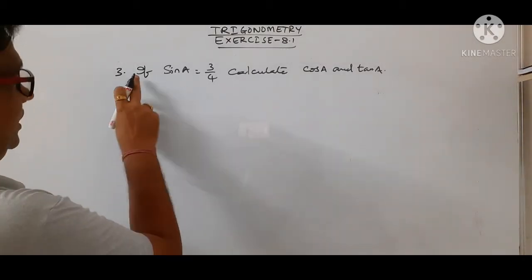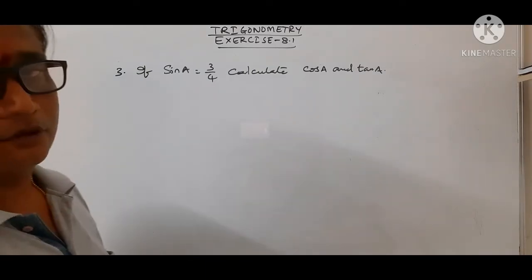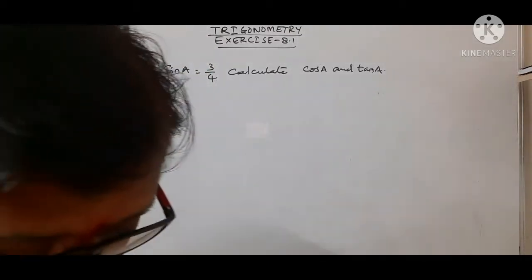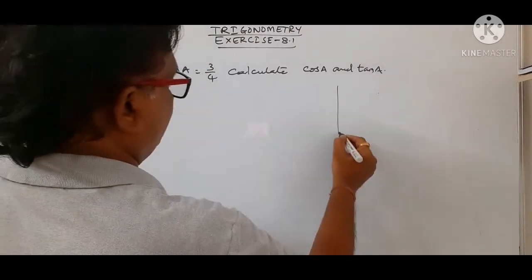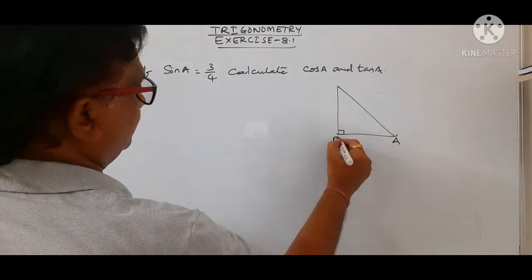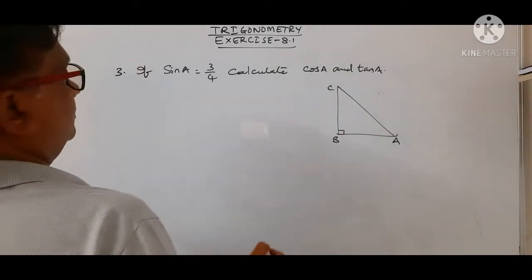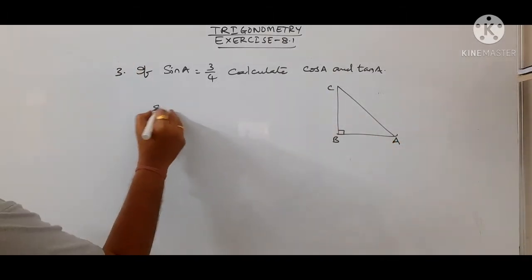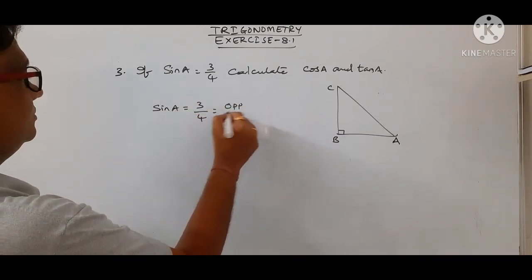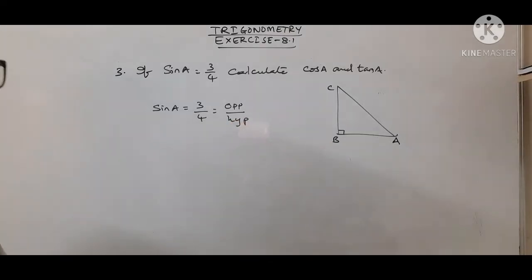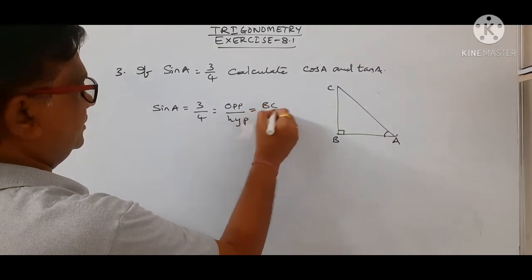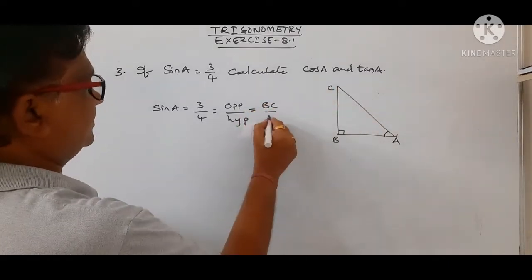So now the third question of exercise 8.1 trigonometry. Here they are asking: if sin A equals 3 by 4, calculate cos A and tan A. That is the question. Now first you draw a right angle triangle. A is given, you write A, B is 90. So sin A equals 3 by 4, that means opposite by hypotenuse. The opposite of A is BC, the hypotenuse is AC.